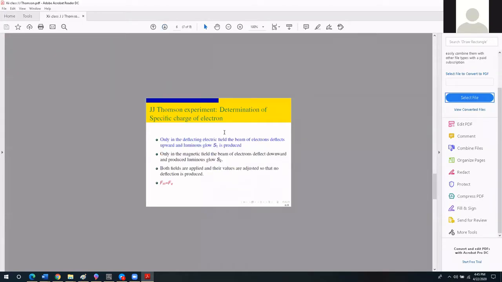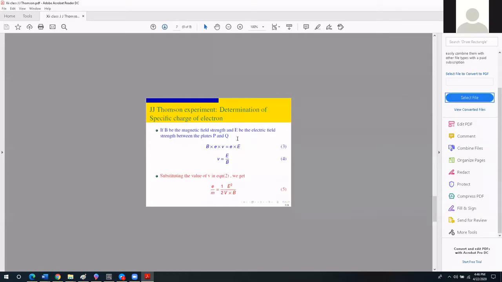Look, if the beam of electrons enters only the electric field, then the beam deflects toward the positive plate and luminous glow S1 is produced. When the beam enters only the magnetic field, it deflects in the downward direction and luminous glow S2 is produced. Now both fields are applied simultaneously and their values are adjusted so that the net force on the beam of electrons becomes zero. In that situation the beam moves in a straight line and produces a central glow on the screen. Here, Fm equals Fe.